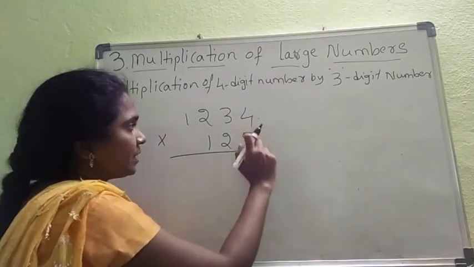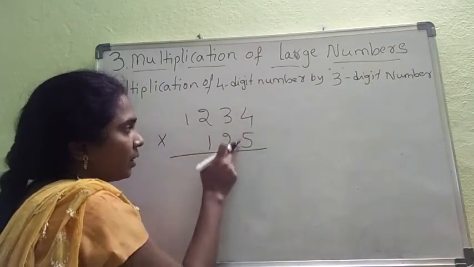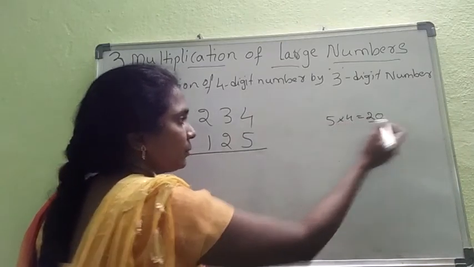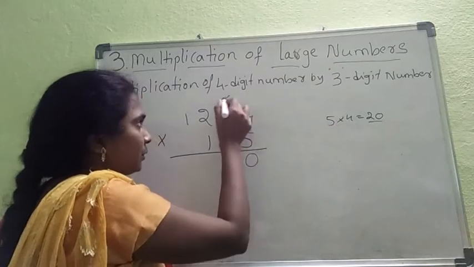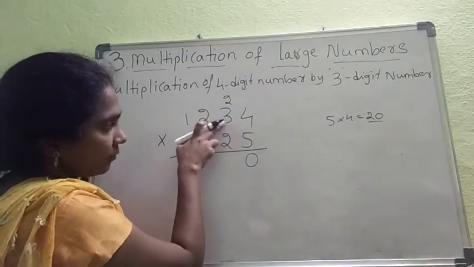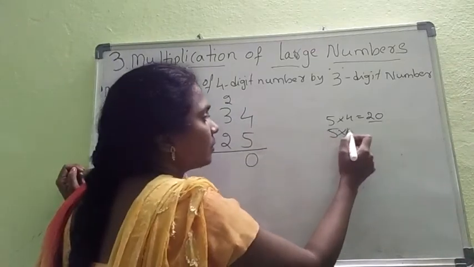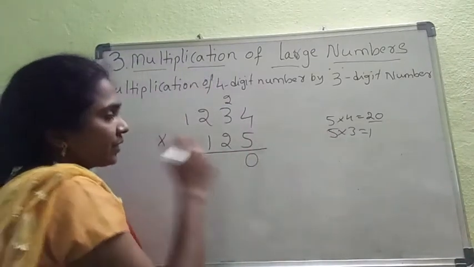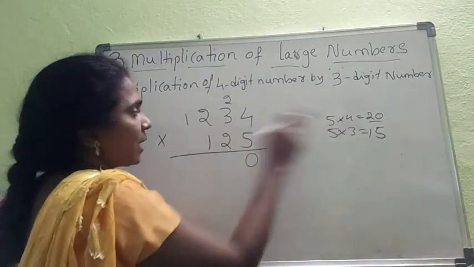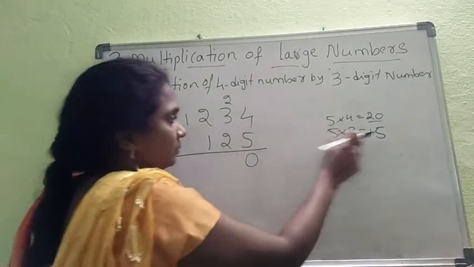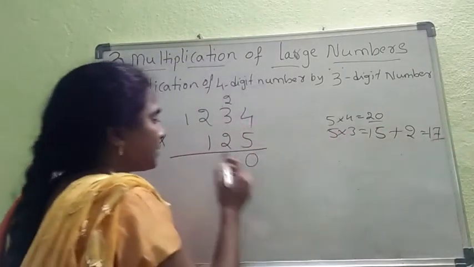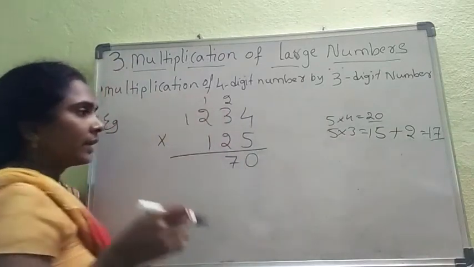Now start with the ones digit into this number. 5 fours are 20. 2-digit number, 0 should be here. 2 as a carry forward. Next 5 into 3. 5 threes are, what is the value? 15. Next, how much carry is there? This carry we need to add to this product, right? 2. 15 plus 2, that is 17. Again a 2-digit number, 7 should be here. 1 as a carry forward.